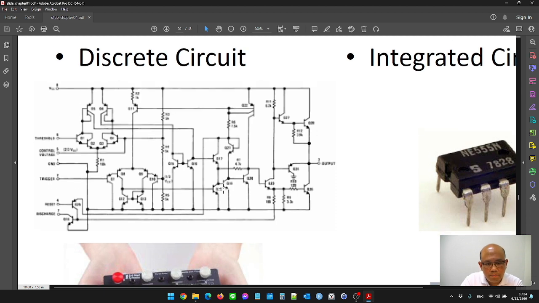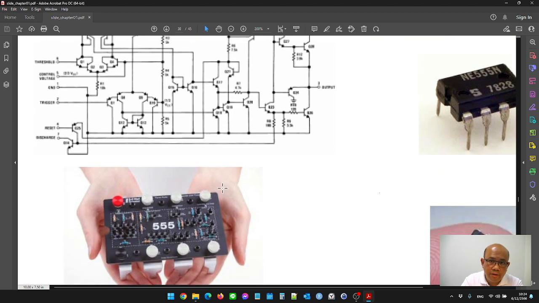Now for the chip maker, when you have individual or discrete transistors, you can build the circuit by installing them onto a PCB like this PCB board. The circuit is very large. You can hold the circuit in your two hands.